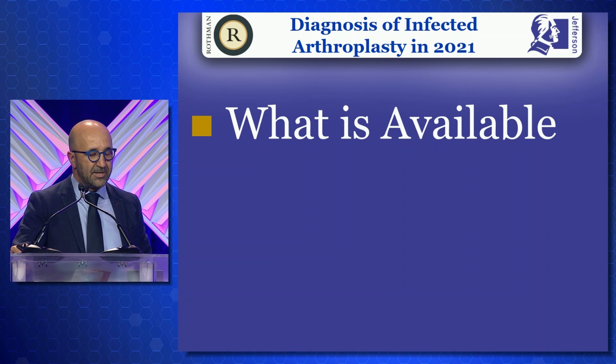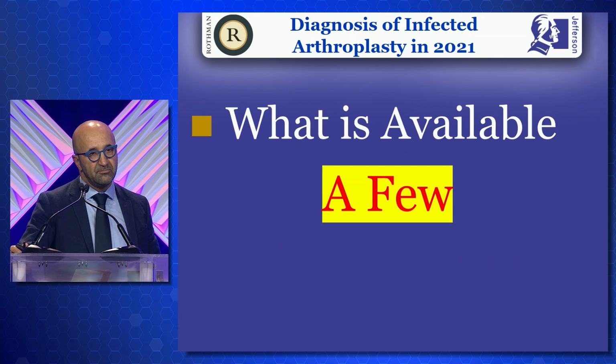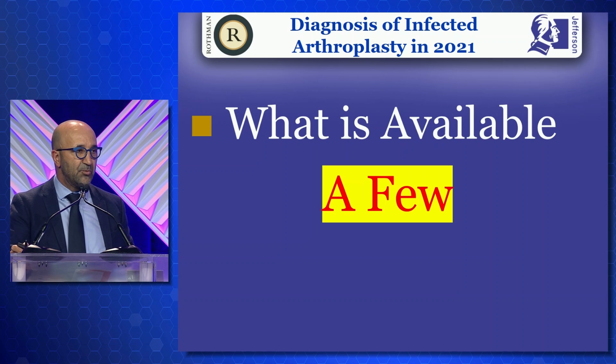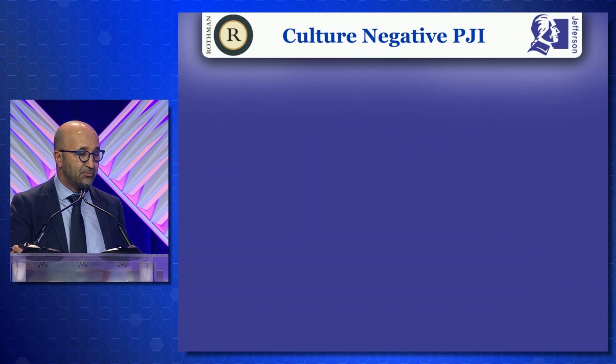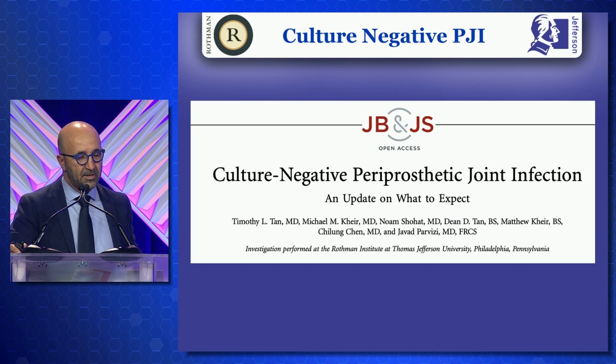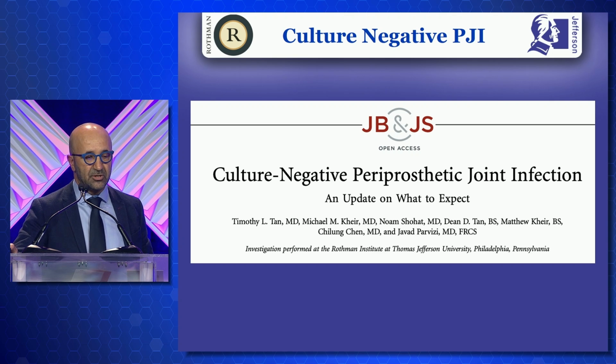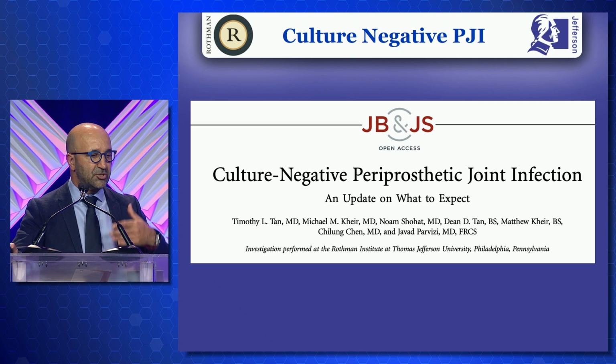So what is available? That's the next question I was asked to answer. A few technologies are out there, but what we need to ask is which of these work and which of them have any evidence behind them. We wrote a current concept review, and I think we went through all the technologies that are available, including non-molecular techniques for isolation of organisms in culture-negative cases, including increased incubation time, using blood culture bottles, etc.